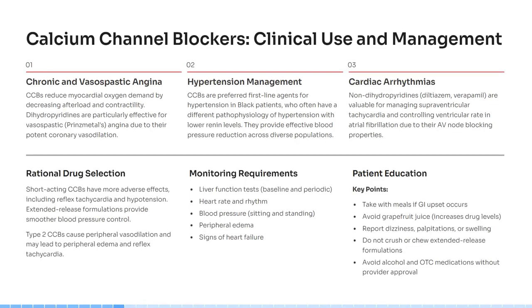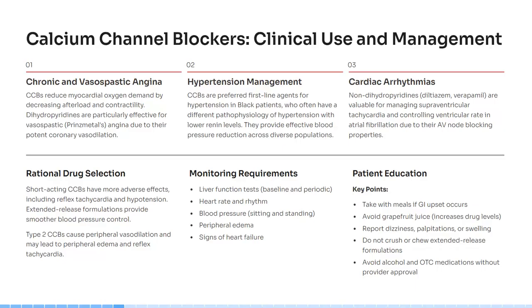Okay. So when do we use a calcium channel blocker? They may reduce myocardial oxygen demand by decreasing afterload and contractility. Calcium channel blockers are preferred first-line agents for hypertension in Black patients, who often have a different pathophysiology of hypertension with low renin levels. They provide effective blood pressure reduction across diverse populations. Good in our Black population.